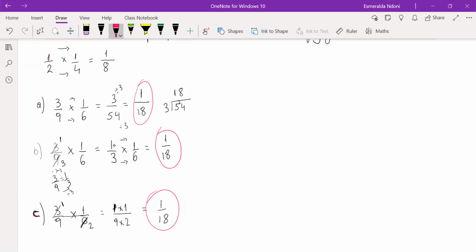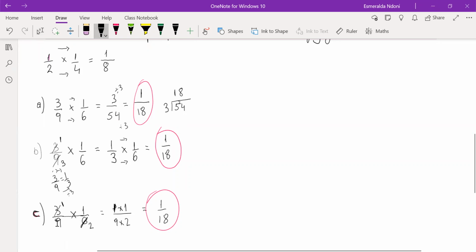So to sum up, on example 1, I multiplied straight away without simplifying. It was harder because I had to do a big division. On number 2, so on B, made my life simple, simplified first. After I simplified, it was so much easier to multiply. And on example 3, I simplified across, because sometimes you cannot simplify within the fractions.